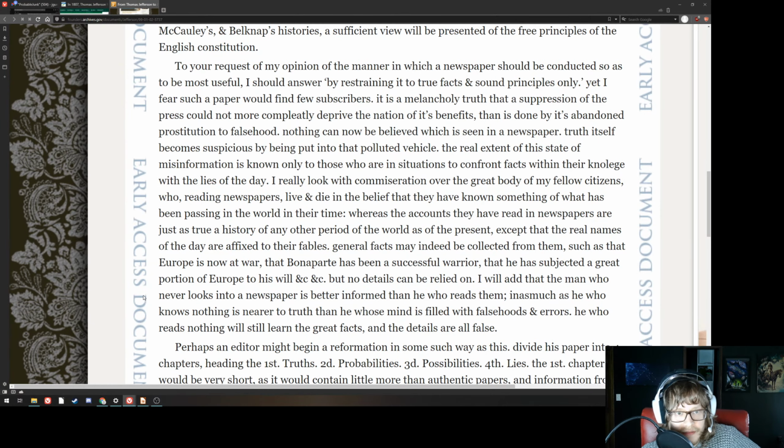Okay. So, from Jefferson, to your request of my opinion of the manner in which a newspaper should be conducted so as to be most useful, I should answer by restraining it to true facts and sound principles only. Yet I fear such a paper would find few subscribers. This was written in 1807, very reminiscent of today, isn't it? It is a melancholy truth that a suppression of the press could not more completely deprive the nation of its benefits than is done by its abandoned prostitution to falsehood. Nothing can now be believed which is seen in a newspaper. 1807 fake news, right? Truth itself becomes suspicious by being put into that polluted vehicle. The real extent of the state of misinformation is known only to those who are in situations to confront facts within their knowledge with the lies of the day.